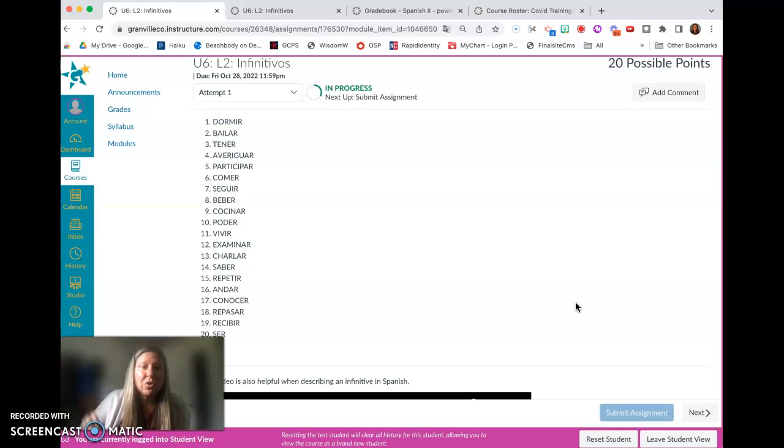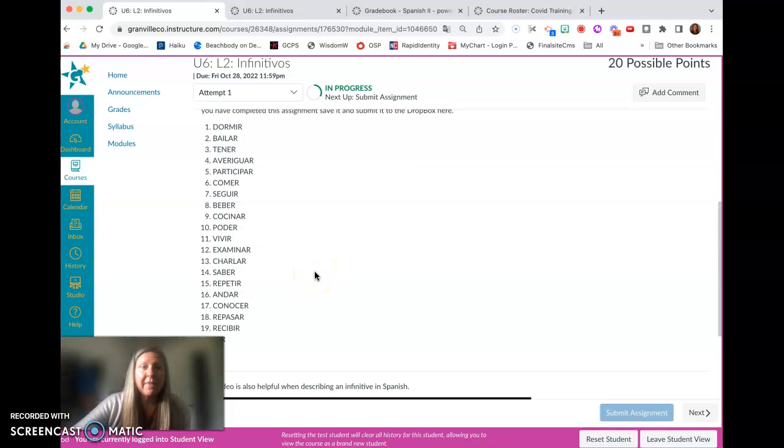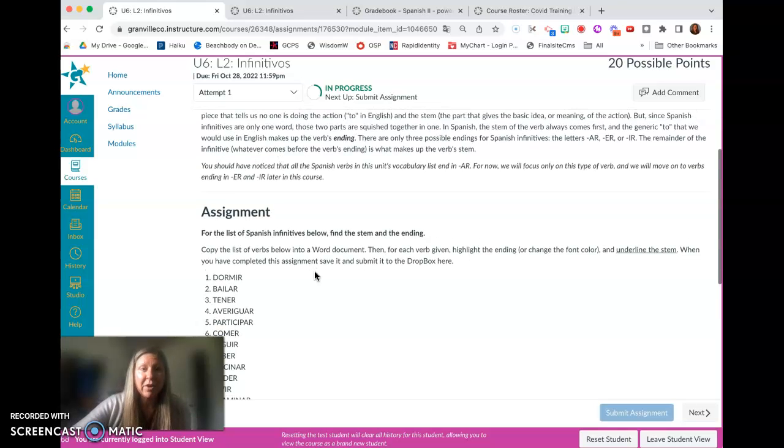Bailar means to dance. I'm going to jump down here. Saber means to know. Repetir means to repeat. So any word that has an AR, ER, or IR on the end of it is known as an infinitive. To do something, the most basic point of a verb.